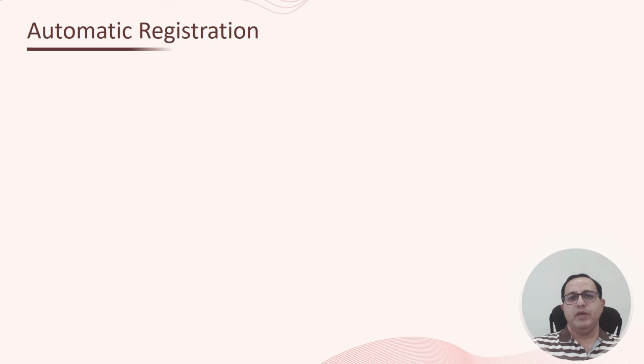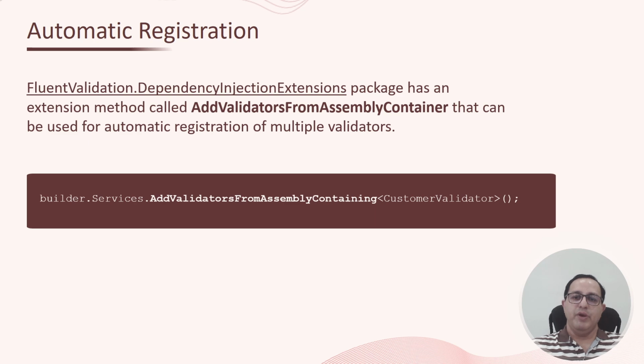If you have a large application with hundreds of validators, then registering them all one by one doesn't seem a good idea. The FluentValidation.DependencyInjectionExtensions package has a built-in method called AddValidatorsFromAssemblyContaining that can be used for automatic registration of multiple validators. This method will scan the assembly in which the customer validator is defined to find all the validators, then it will register them all with the service provider.